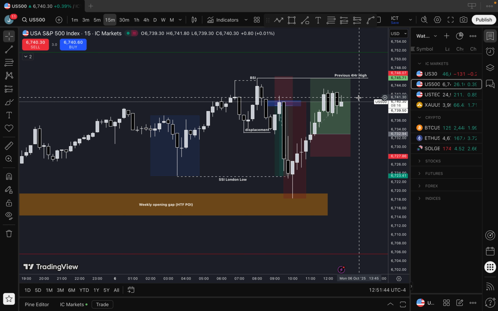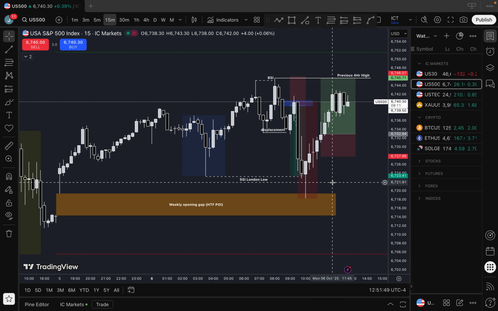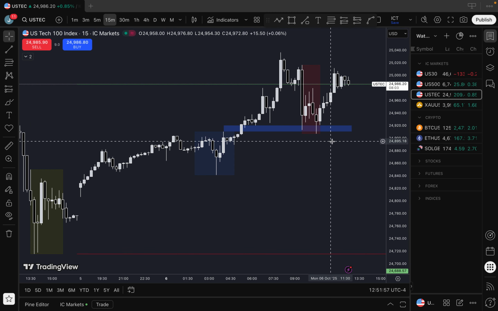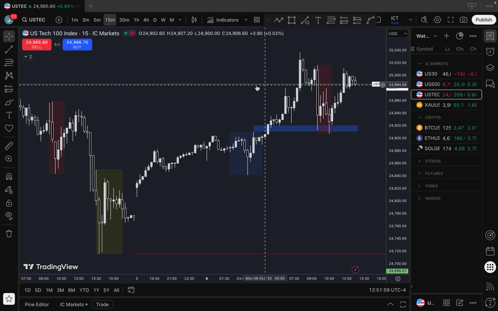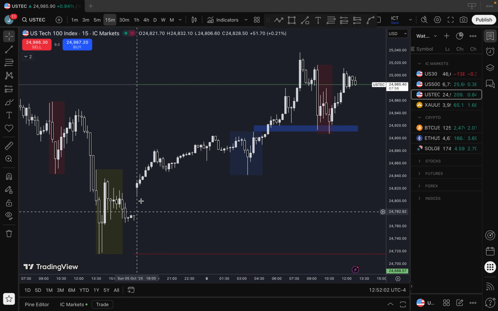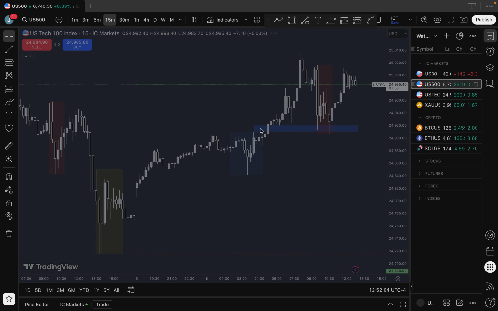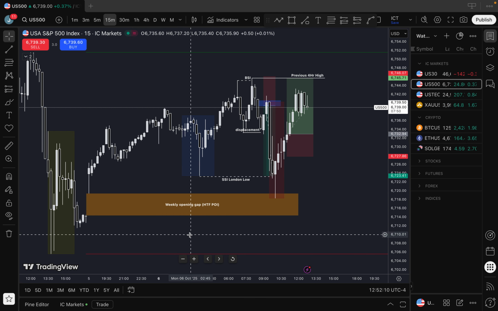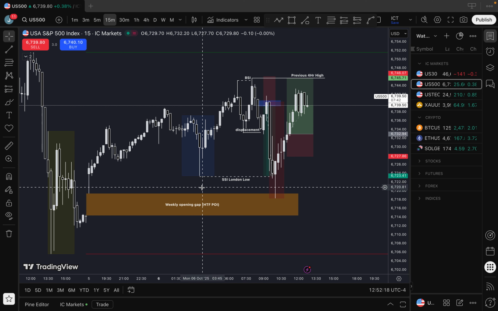But yeah, there's pretty much no news Monday today, so as you can see, we're not above previous daily high, previous daily low on the S&P, but on the Nasdaq, we had traded up above previous daily high, and we got a new week opening gap. Same on here. So with the ICT concepts, there were 2 trades you could have taken today, and I'm just going to get into it.